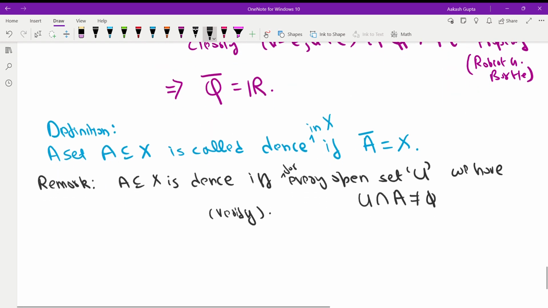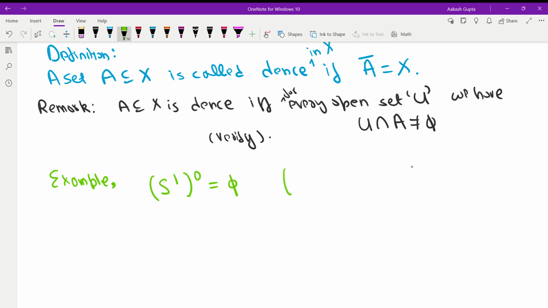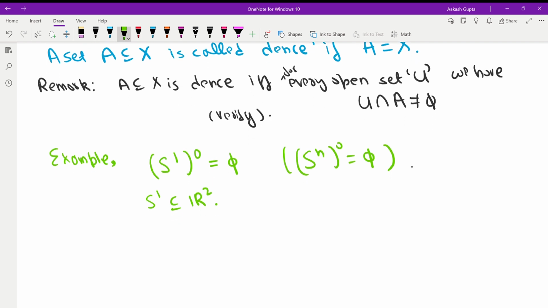So let me conclude with a few more examples. Let us give one more example, because I haven't given you any example of interior. The interior of S1 is what? Empty. Actually, the interior of Sn is also empty. S1 is contained in R2. What topology are we taking on R2? The usual Euclidean topology, the topology induced from the Euclidean metric.